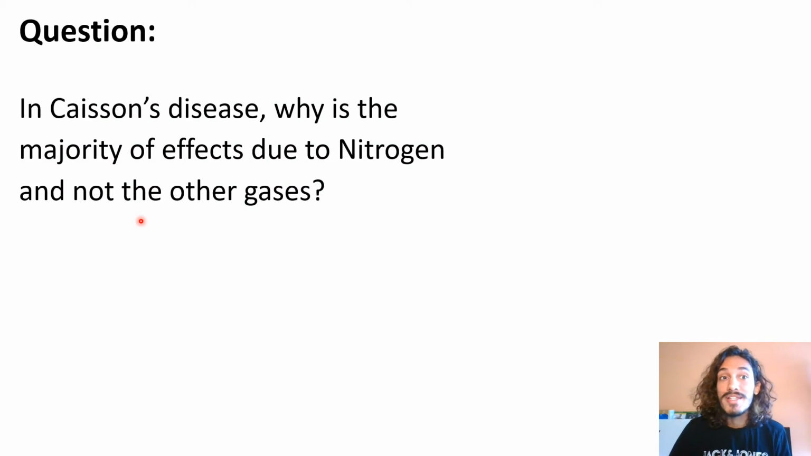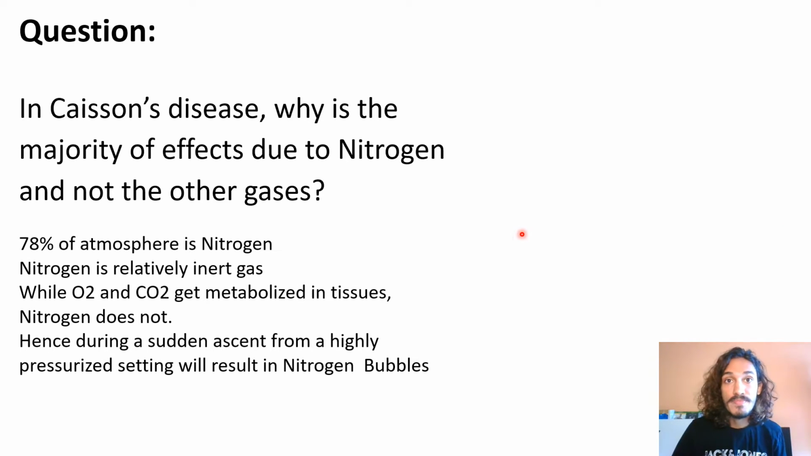So we had asked this question last time. In Caisson's disease, why is the majority of effects due to nitrogen and not the other gases? To answer this, you have to understand that in your atmosphere, 78% of the composition is nitrogen. Nitrogen is relatively inert. Compared to the next ones, oxygen and carbon dioxide, this is relatively more inert. It's not actually an inert gas, that's why it forms nitrous oxide and all that. But it is comparatively more inert.